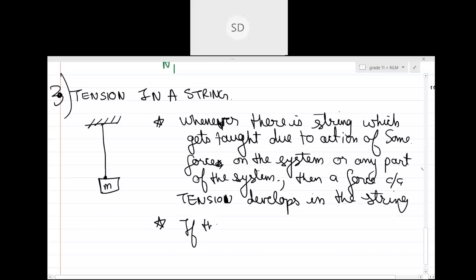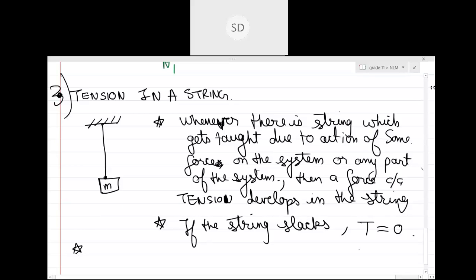If the string slacks, you understand what slacks means, right? Sometimes a rope becomes loose. If the string slacks, then the tension in it becomes approximately equal to 0. Is this clear, guys?